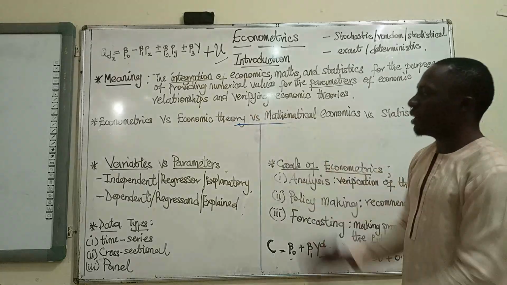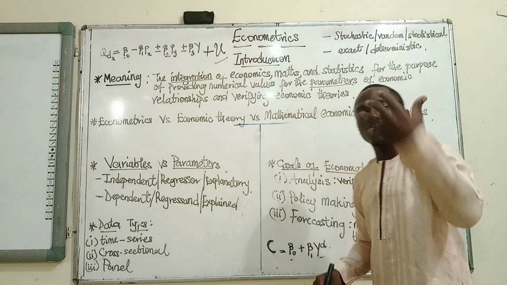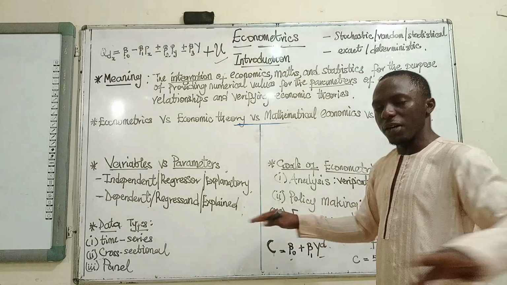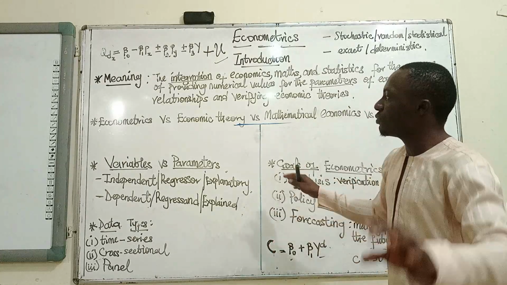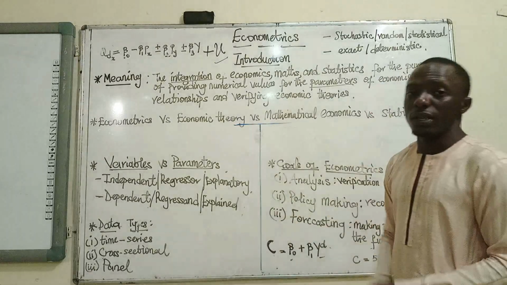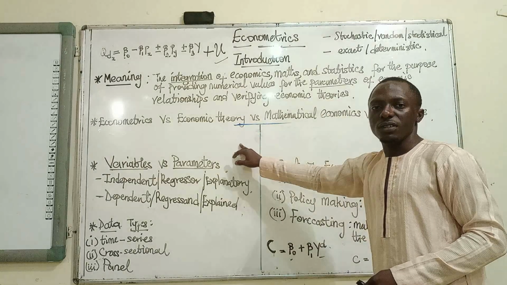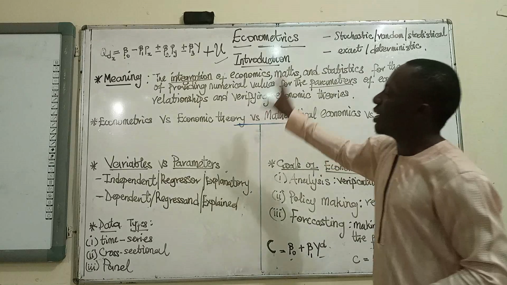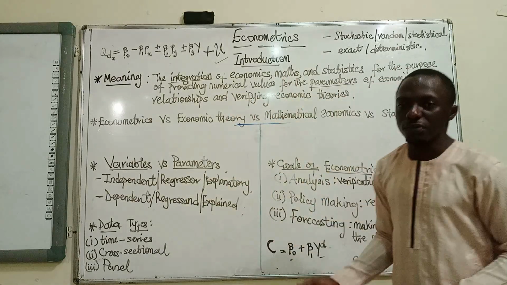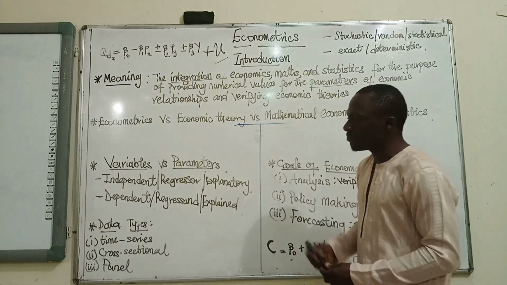So you should note by now that econometrics goes beyond mathematical economics. It goes beyond you expressing your model in a mathematical form. It goes beyond you working with data. It also goes beyond mere economic theory. So it includes much more. It entails a stochastic relationship. So you get that now.